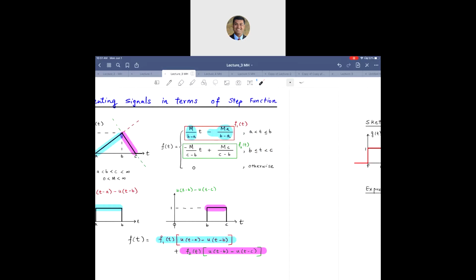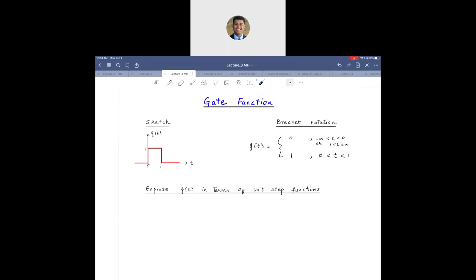All right, let's move on. Let's look at a gate function. A gate function is denoted using g of t. The sketch for it is shown here. It is on for one time unit with a height of 1. In bracket notation, it is expressed as 0 for all other times except for time between 0 and 1, where it is 1. There are also two discontinuities in the gate function.